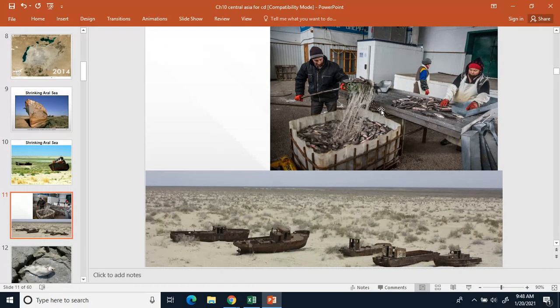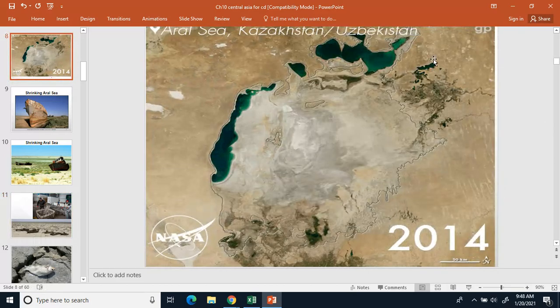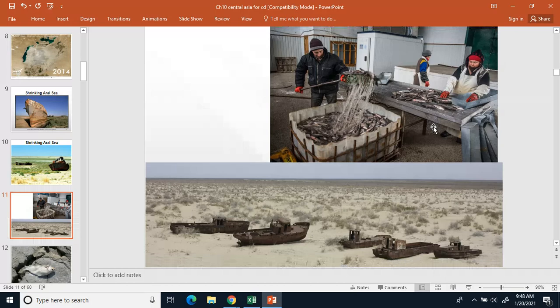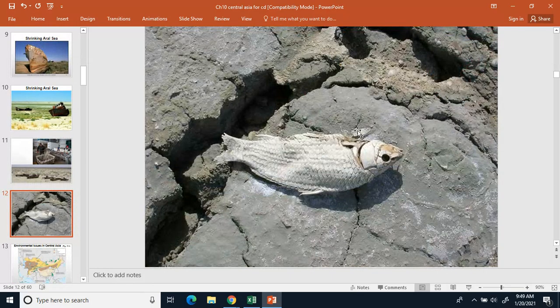Now, there is some fishing still in the very northern part. So in this northern part up here, there is some fishing still. So there still is some fishing, but that's all in the very northern parts. Now, there's a dead fish.